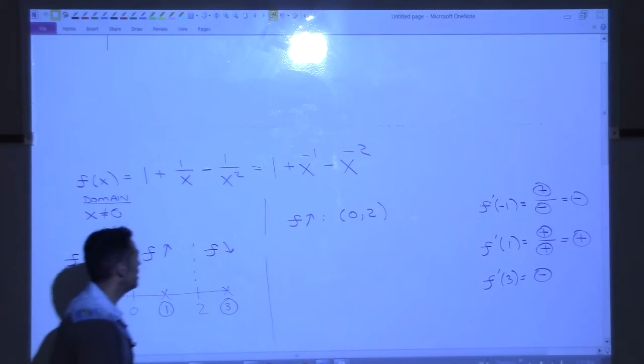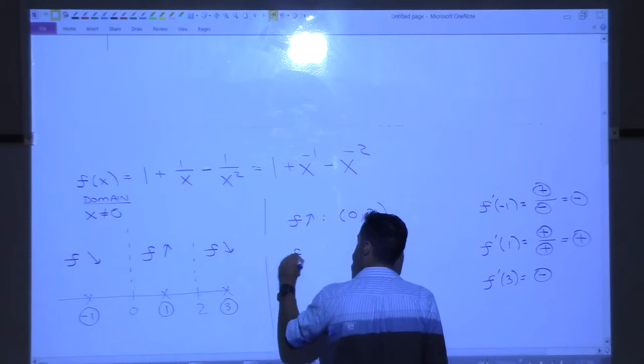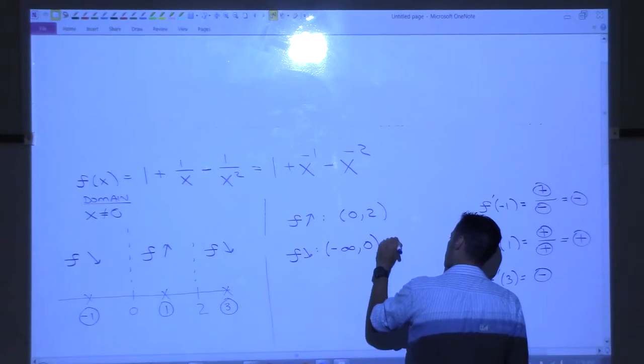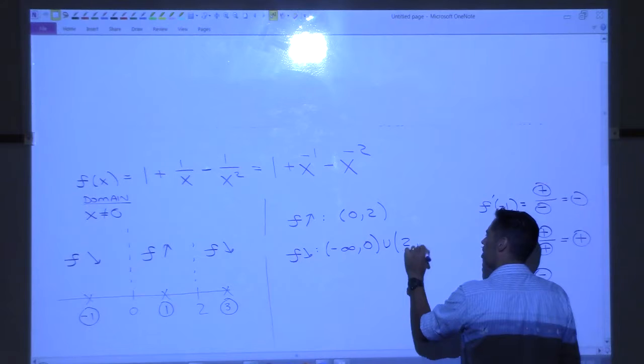All right, where's our function going down? Negative infinity all the way up to 0, union with 2 to infinity.